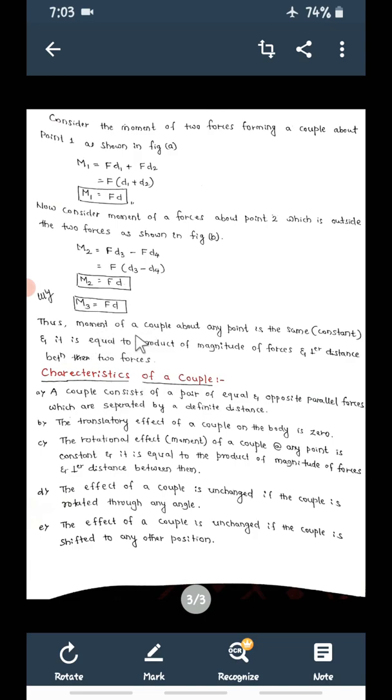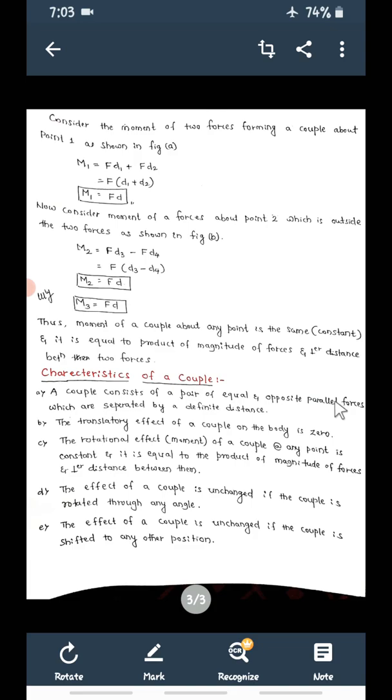So this is an interesting observation you can note here. Next, last, we are going to consider the characteristics of a couple. We know the definition of a couple, and we have calculated the moment of a couple, so now you can write the characteristics of a couple. The first characteristic: a couple consists of a pair of equal and opposite parallel forces.